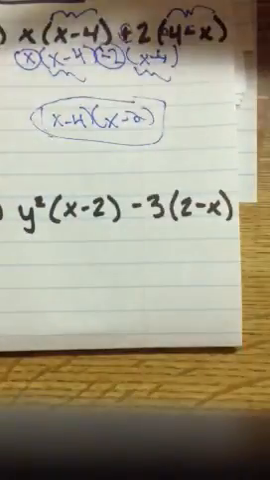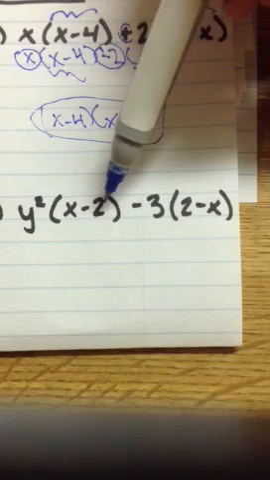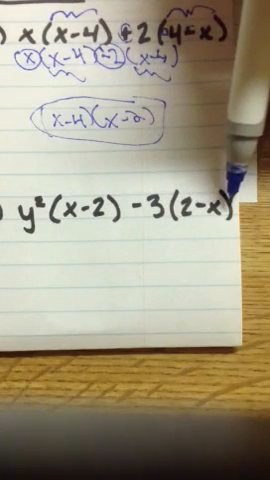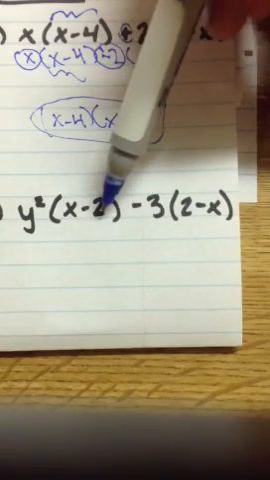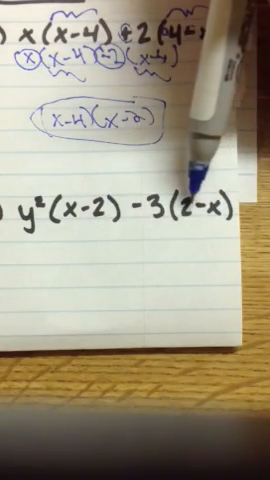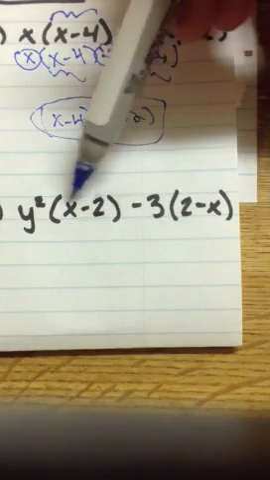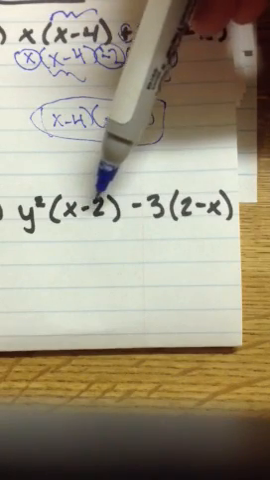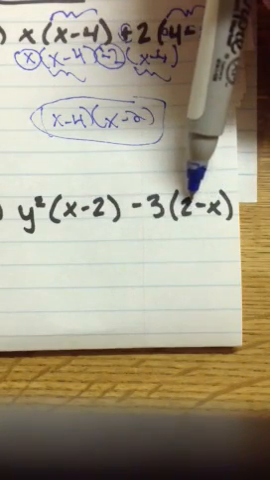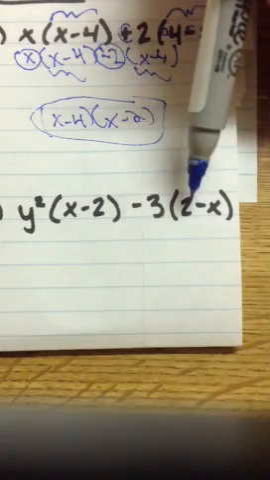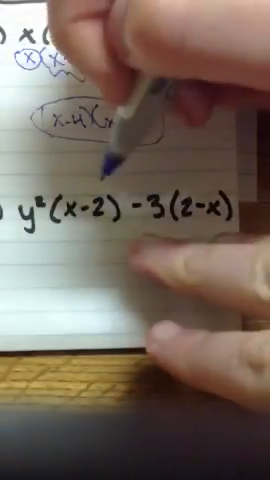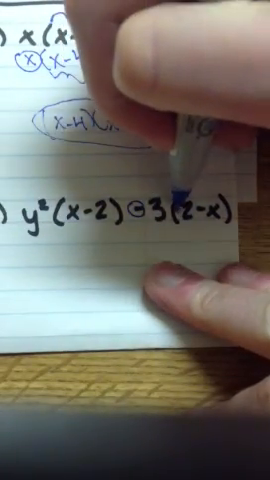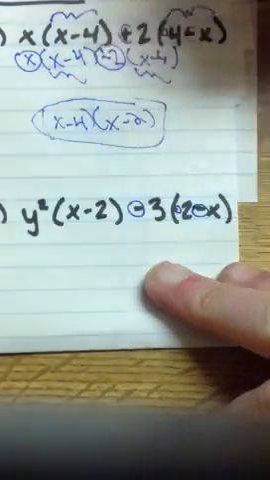Same thing in the second example. I have y squared times x minus 2 minus 3 times 2 minus x. Again, what's in parentheses almost matches. I have x minus 2, but then I have 2 minus x. So this 2 minus x, I need to change so that it looks like the first one. My x needs to become positive, and my 2 needs to become negative. In order to do that, I'm going to factor out a negative, so all three of these signs are going to have to change. This sign's going to change, this sign's going to change, this sign's going to change.